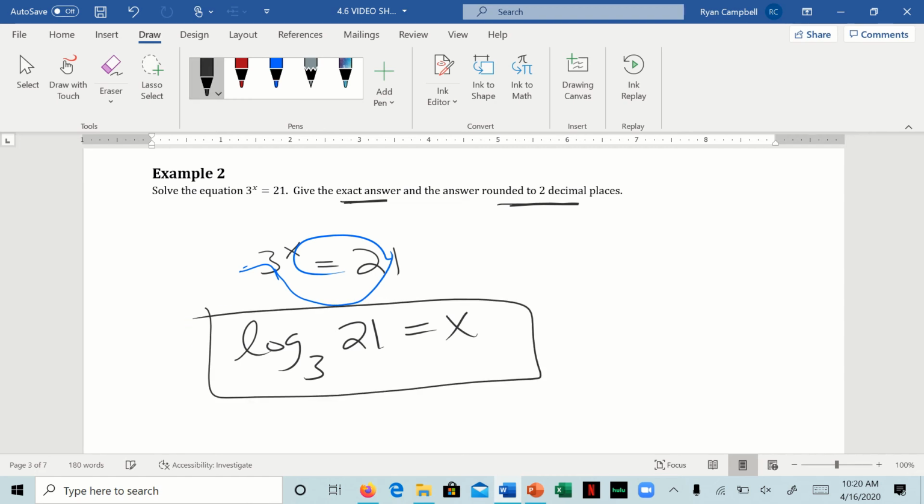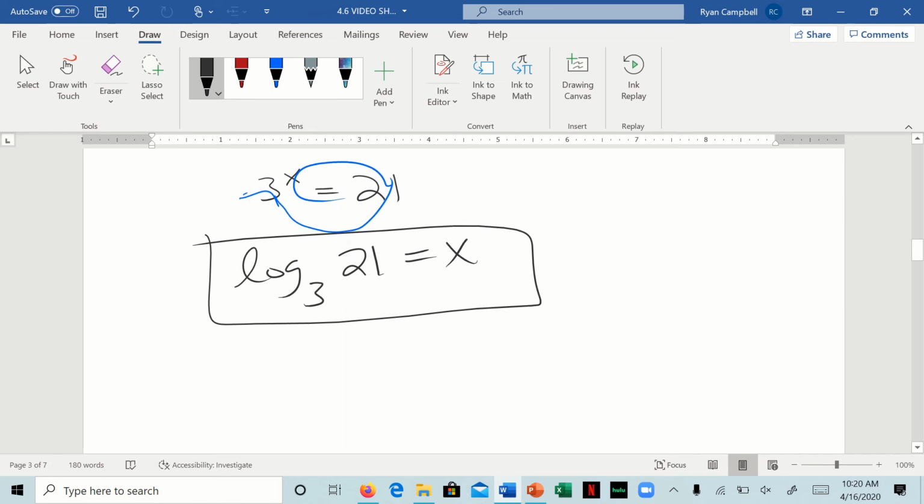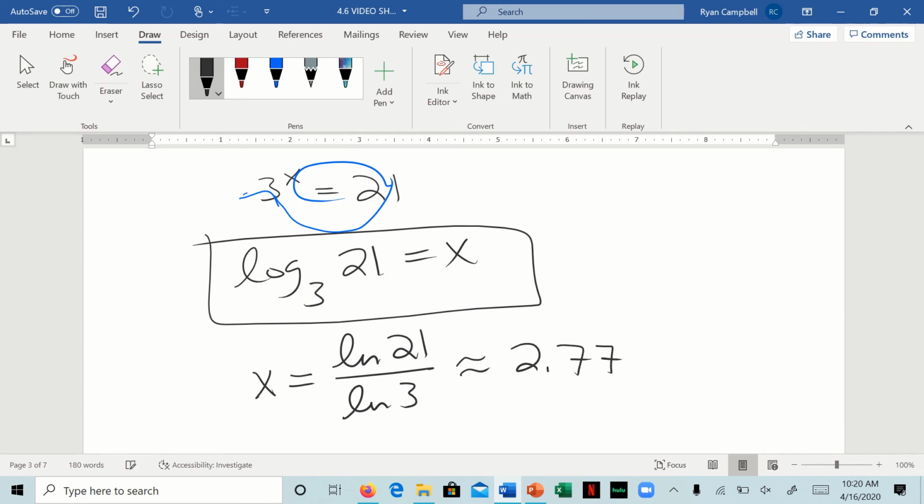Here's our final answer, the exact answer. And then, of course, to get the approximation, if we have log base 3 of 21, remember the way to do that is using the change of base rule to plug it into your calculator. So you can do the natural log of 21 divided by the natural log of 3, and we should get about 2.77 if you round to 2 decimals. So here are our two answers: the exact answer, log base 3 of 21, and the approximate, 2.77.